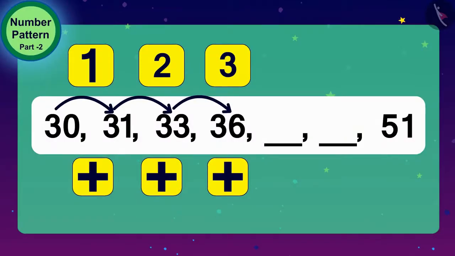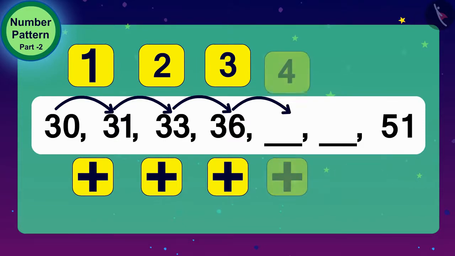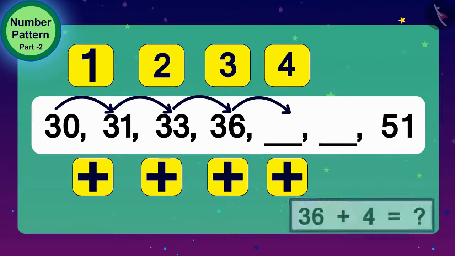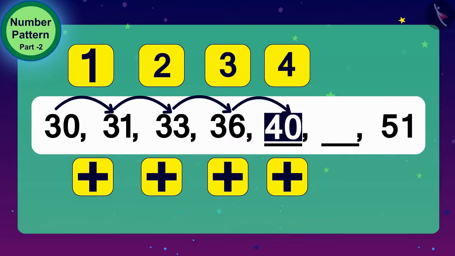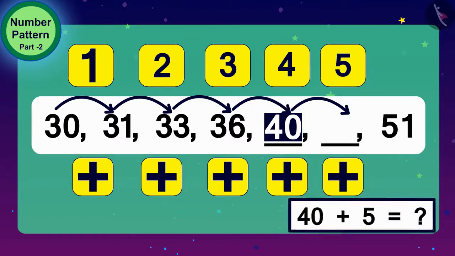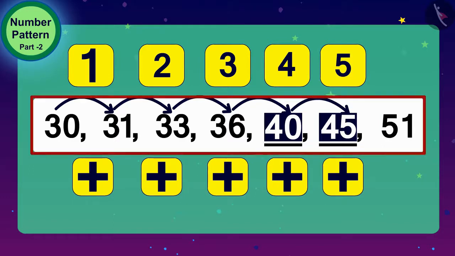So, what do we need to do now to pursue this number pattern? We have to add 4 to 36. This gives us what? 40. And what shall we do to get the next number? That's correct. Add 5 to 40. Adding 5 to 40, 45. Oh wow! We filled in the blanks of this increasing number pattern.